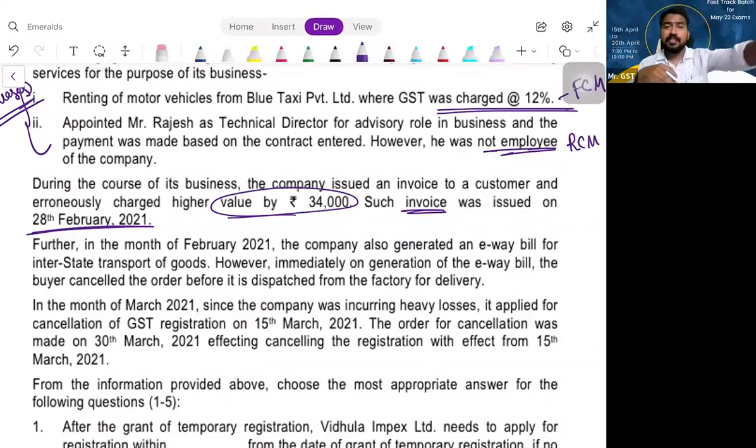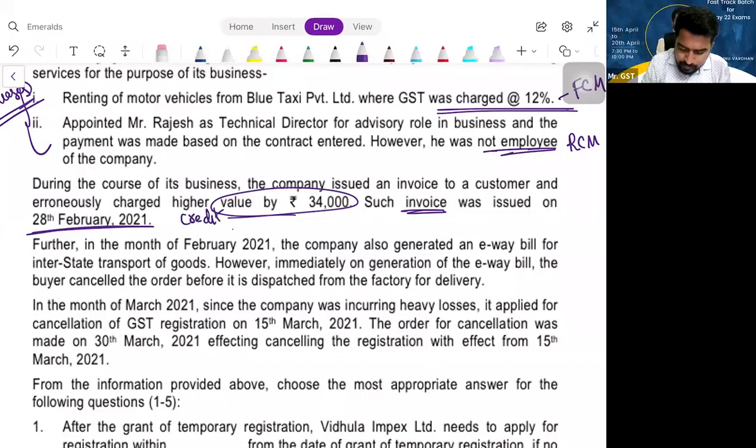If I want to increase the value of the invoice, then I give a debit note. Invoice is given by me, and I want to increase the value, I will issue a debit note. Invoice issued by me, I want to reduce the value, what should I do? Credit note.